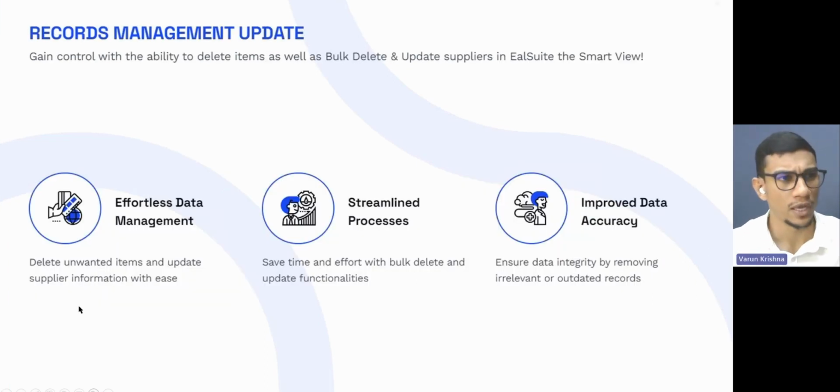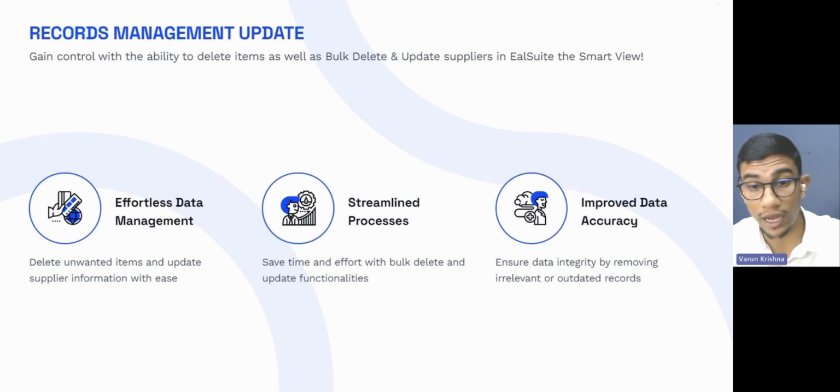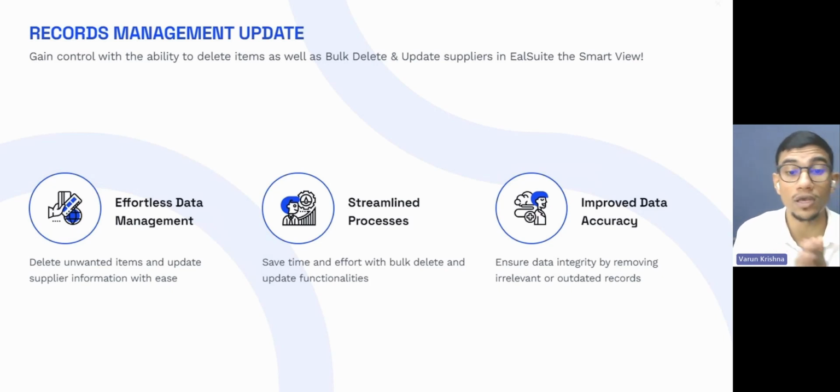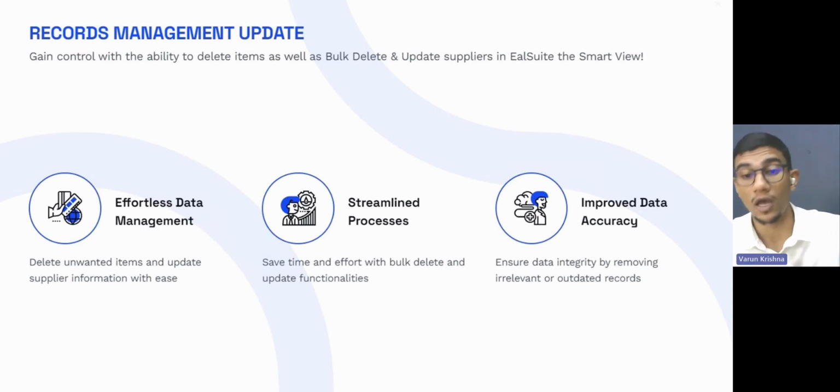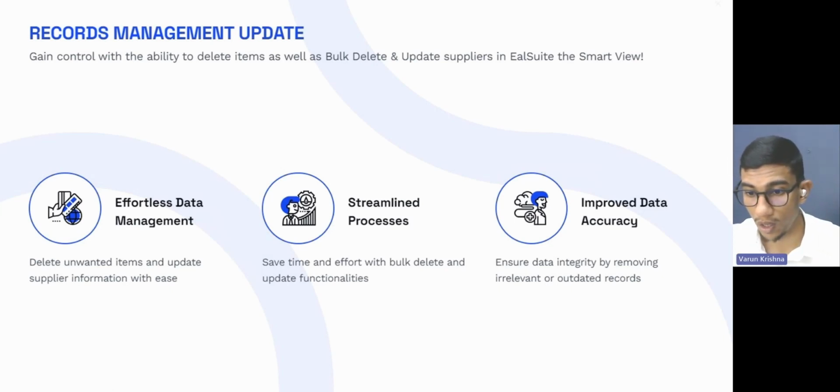The next update, records management update. Gain control with the ability to delete items as well as bulk delete and update suppliers in EalSuite in the Smart View. So effortless data management, you can delete the unwanted items and update your supplier information very easily. Save time and effort with bulk delete and update functionalities. And also you can ensure data integrity by removing irrelevant or outdated records. That's one thing. So we'll again go to our software.